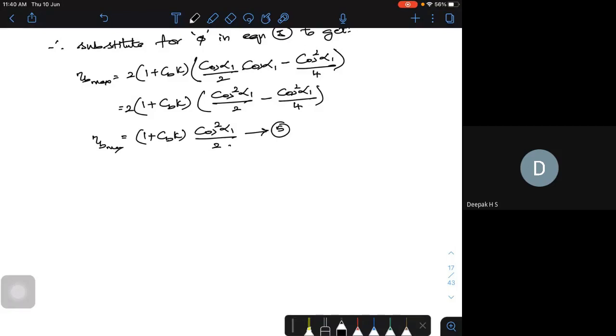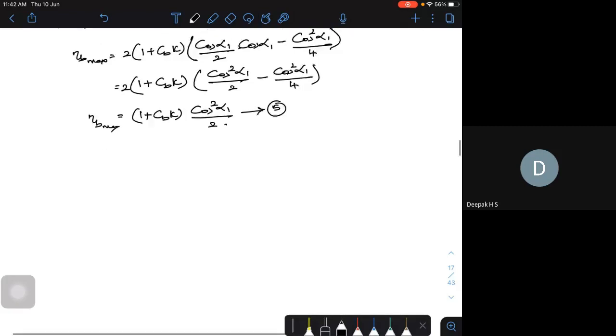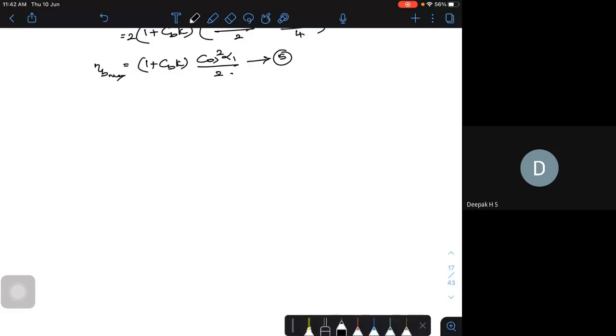Now, when you look at this expression, let us look at a very idealistic condition. What is the idealistic condition? It is a condition where CB is equal to 1 for no friction, and beta 1 is equal to beta 2.